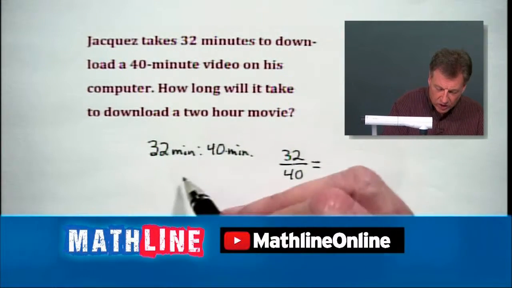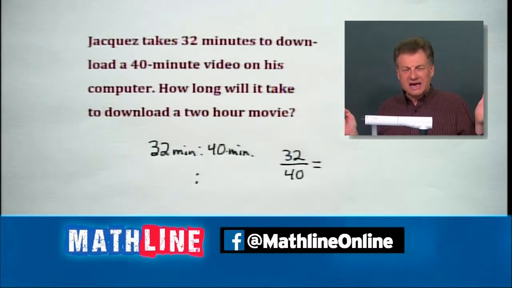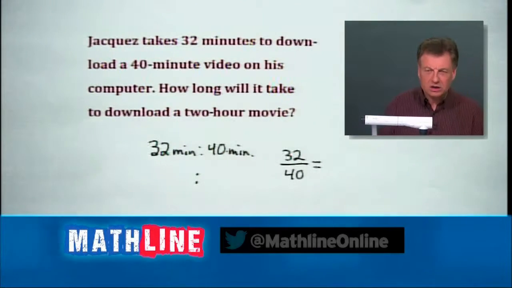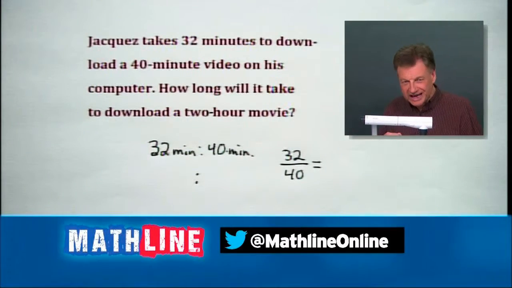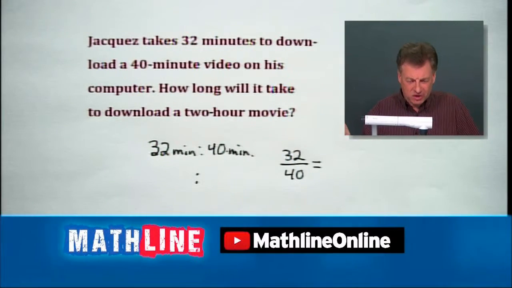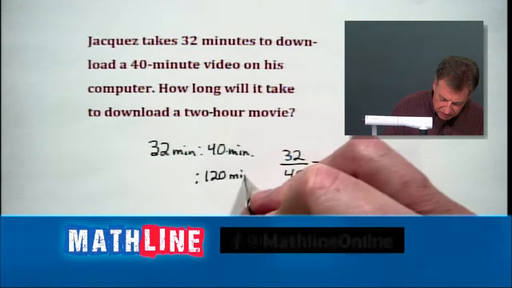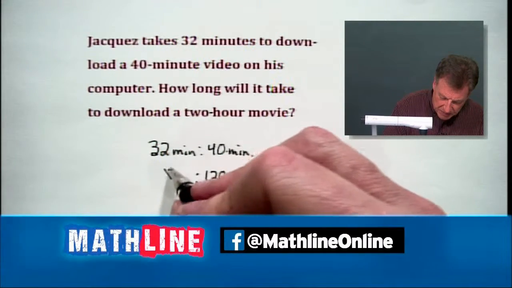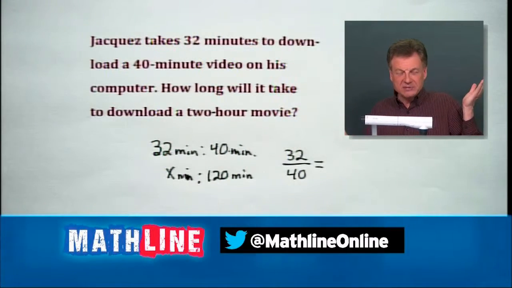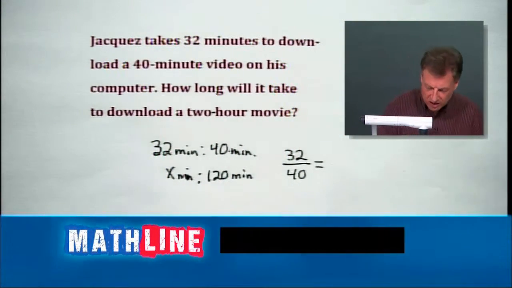All right, now we also would like to figure out a 2-hour movie. Notice that says 2 hour. That's not 2 minutes. How many minutes is a 2-hour movie? I'm going to give you 120 minutes. You're going to try to figure out how many minutes it takes to download. And if your rate keeps working, it should be in proportion. You should have a constant rate going on here.